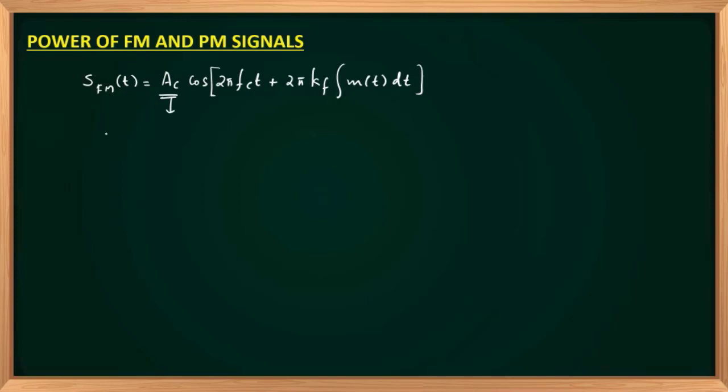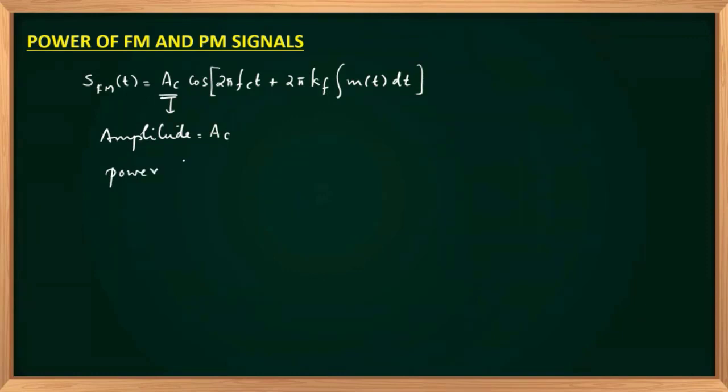Power of FM and PM signal. FM and PM signals are given by s_FM(t). The FM signal is given by Ac cos(2π fc t + 2π kf ∫ m(t) dt). You know that the amplitude of the FM signal remains a constant value. Amplitude is a constant value equal to Ac.